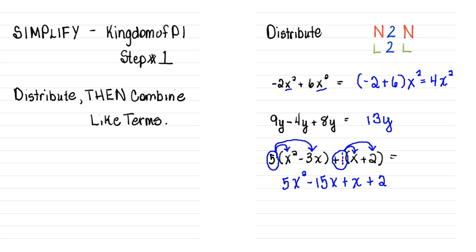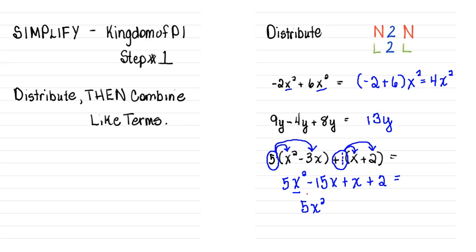Then combine any like terms. I always start with the term that has the highest power, and we see that we have an x to the power 2 as the highest. I like looking from left to right. So we have a 5, x to the power 2.